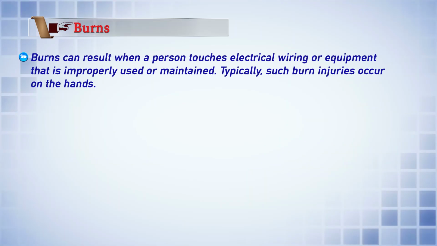Now we have to see what the effects of electrical shock are. An effect of electrical shock may be a burn. A burn can result when a person touches electrical wiring or equipment that is improperly used or maintained. Typically such burn injuries occur on the hands.